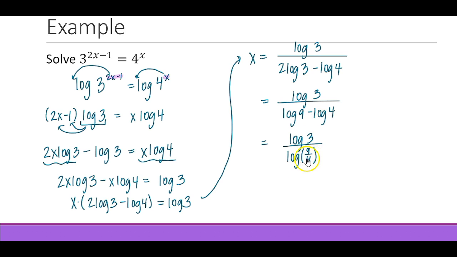And then finally, to get one log as the answer, I'm using the change of base formula. So I'd have log with a base of 9/4 and the inside of 3. So my final answer for x as one log is log base 9 over 4 of 3. So this is my solution.